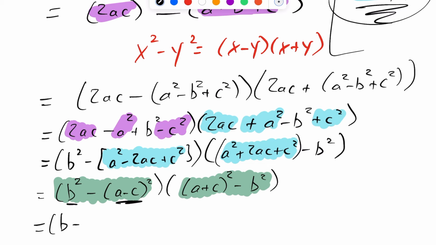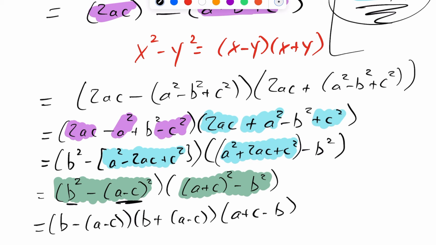So this becomes x minus y times x plus y, times, and do my difference of squares formula again. So it's going to be x minus y times x plus y.